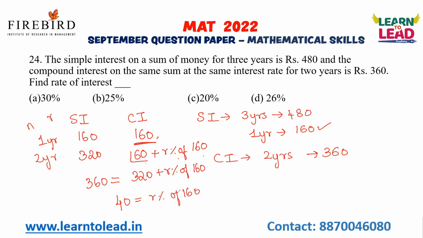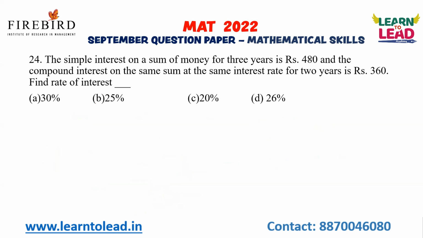Okay. So I know that 10 percentage of 160 is 16. 50 percentage of 160 is 80. And 25 percentage of the 160 will give me 40. So the rate of interest for this scheme is 25 percentage. Okay. So 25 percentage is your answer.